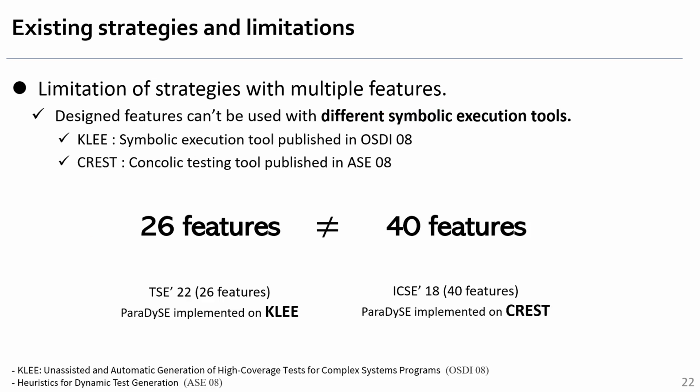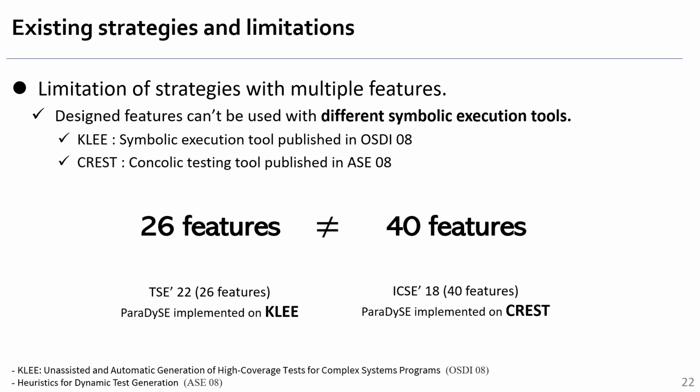Moreover, those manually crafted features must be redesigned for each symbolic execution tool. For example, Paradise implemented two symbolic execution tools, KLEE and CREST, and the features for each tool were not compatible with each other. So they had to redesign new features for KLEE after designing 40 features for CREST.